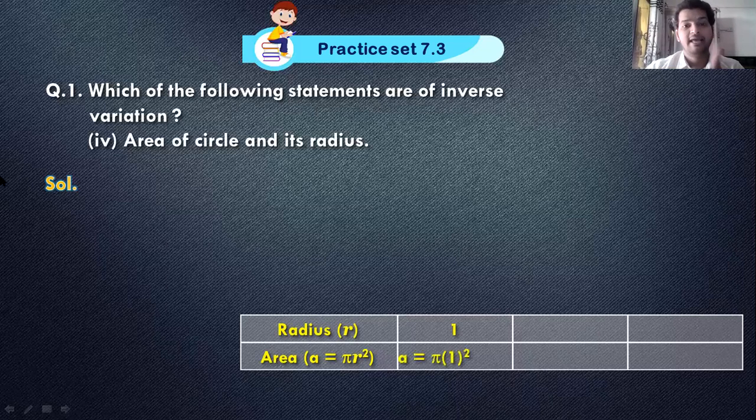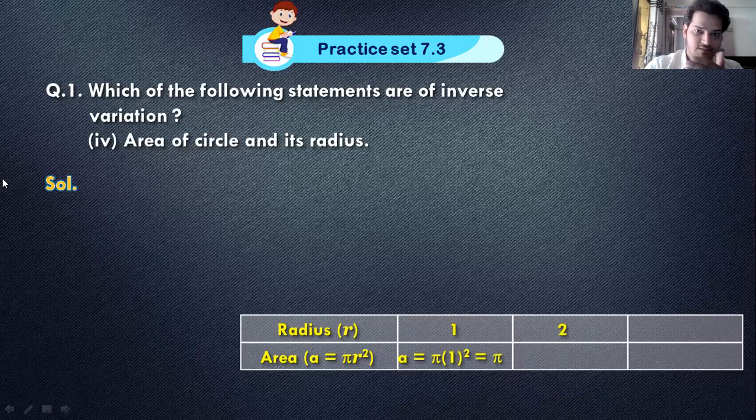area will be pi r square. R means 1, 1 ka square ho jayega, right? Correct. So area will become pi into 1 square. 1 square is nothing but 1. 1 into pi is pi itself. Alright?